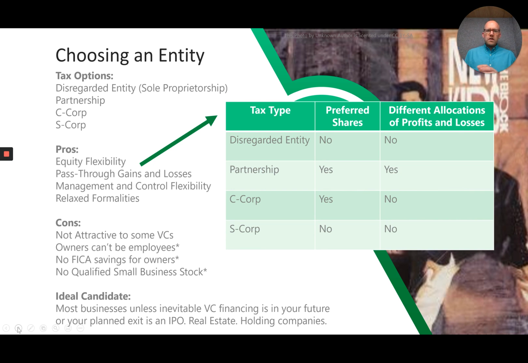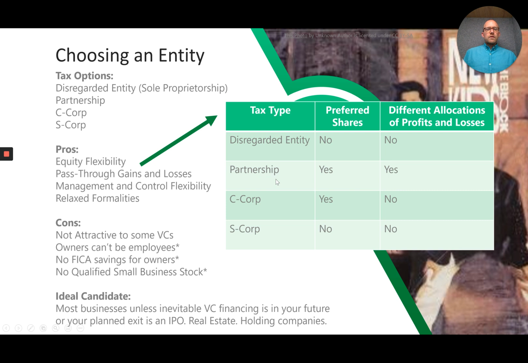So moving on into some of the pros of an LLC. One of the big pros and benefits of the LLC is that there's a lot of equity and payment flexibility for the owners. And so in here, I've thrown up this table. As you can see, a disregarded entity doesn't have preferred shares because there's just one owner and there's no different allocations of profits and losses. So this doesn't really matter if you're in that disregarded entity camp.